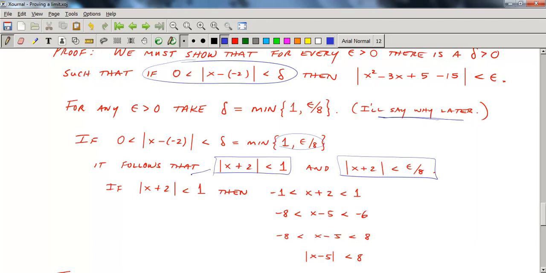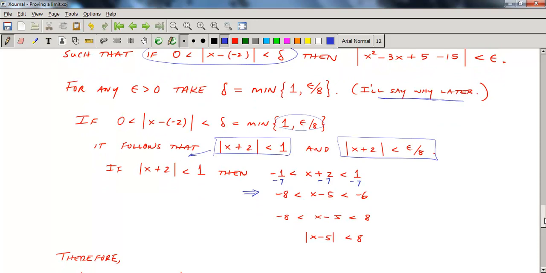Okay. So let's take this one first. If the absolute value of x plus 2 is less than 1, then rewriting that as an inequality would give us that negative 1 is less than x plus 2, which in turn is less than 1. If I simply subtract 7 from all sides of this inequality, then I get a new inequality that says that negative 8 is less than x minus 5, which in turn is less than negative 6.